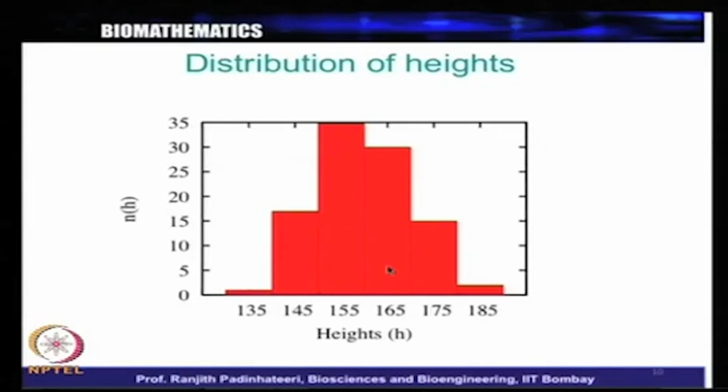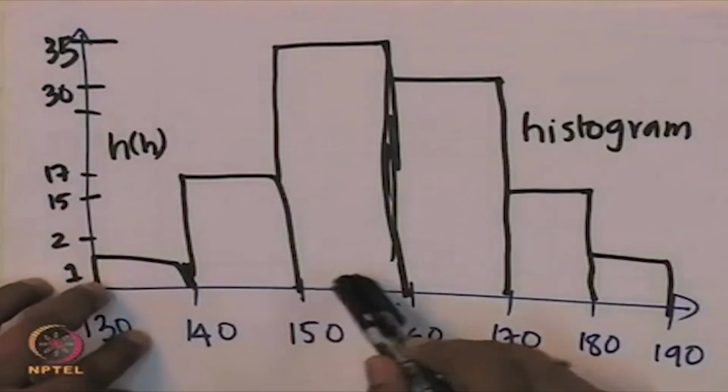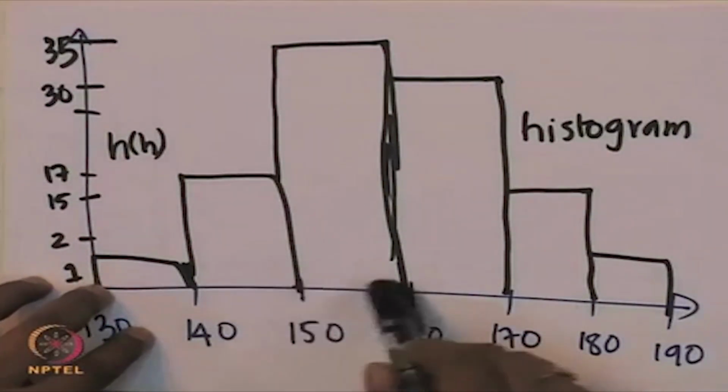But is this an accurate representation? In some sense it is not very accurate. Why? Because there are students with 130, 132, 133, and we put them all in one range. So we do not actually distinguish between students having 139 height and 131 height. A height of 131 centimeter and 139 centimeter are all in one range. Like here, if students have 151 and 159, we put them in the same range.